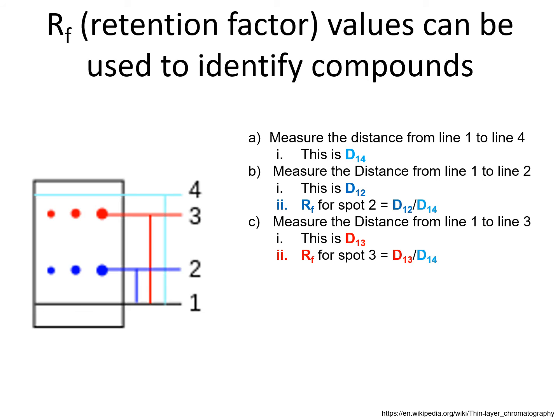After the experiment, we need to calculate RF values. Why? Because this is the simplest way to identify the compounds. RF values are numerical representations of the polarity of the sample compound with respect to the stationary phase and to the mobile phase.